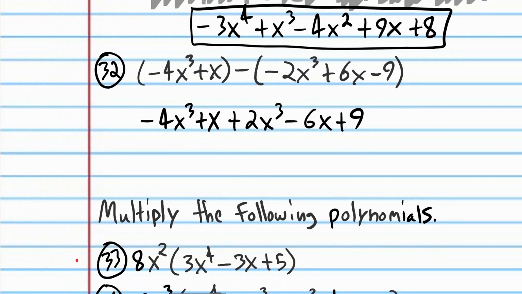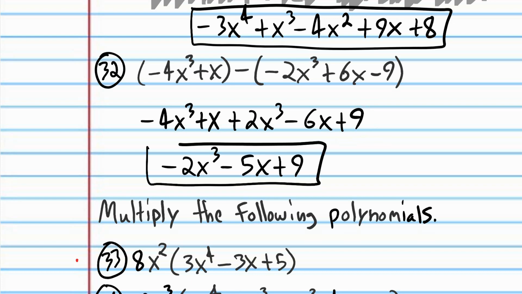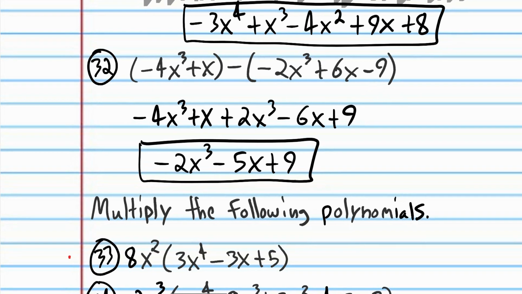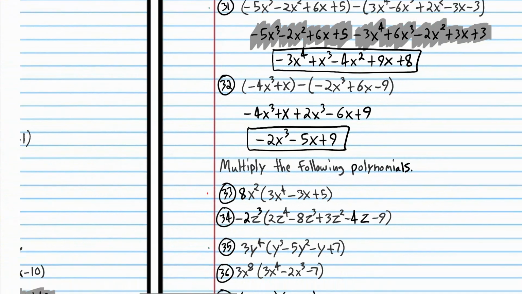Go back over your work, make sure everything looks right. Then we're going to combine like terms. We have a negative 4x cubed and 2x cubed. So that becomes negative 2x cubed. And then we have x plus negative 6x is negative 5x. And then we have 9. And there you go. So if you got that answer, excellent.